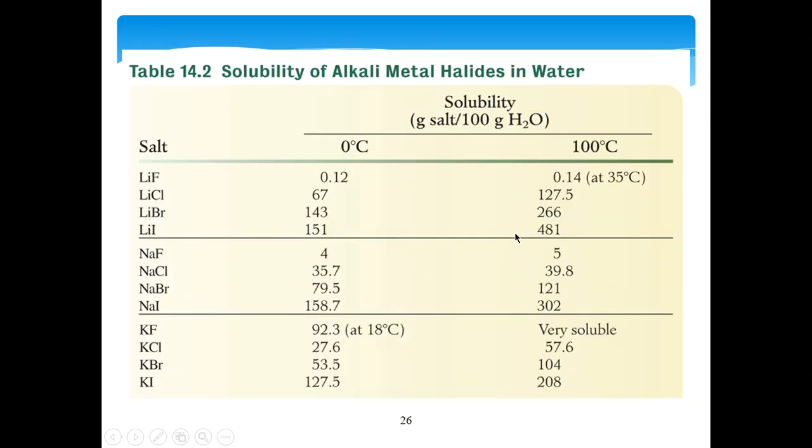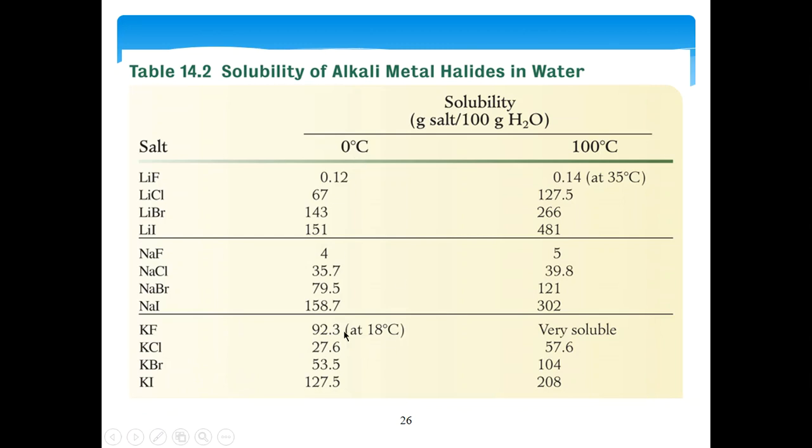This is basically a table showing you the solubility of alkali metal halides in water. And you'll notice that if the metal is the same for these halides, then the solubility tends to increase going down the particular halogen or group 7 group. So fluorides are generally less soluble compared to chlorides, compared to bromides, compared to iodides. And that is true for the lithium salts, true for the sodium salts, not true exactly for the potassium salts at 0 degrees.